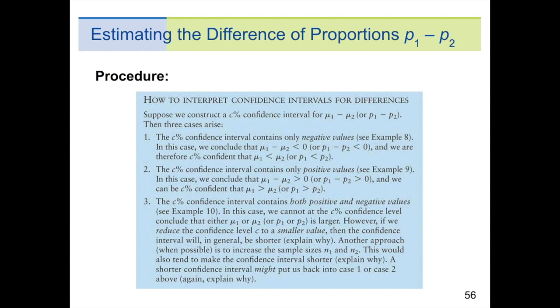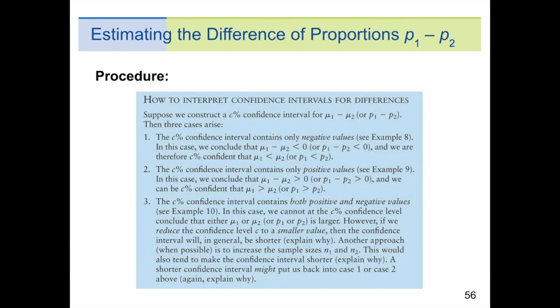Number 2, the C% confidence interval contains only positive values. In this case, the difference is greater than 0, and we can be C% confident that the first mean or proportion is greater than the second. Number 3, the C% confidence interval contains both positive and negative values. In this case, we cannot, at the C% confidence level, conclude that either the first or the second is larger.